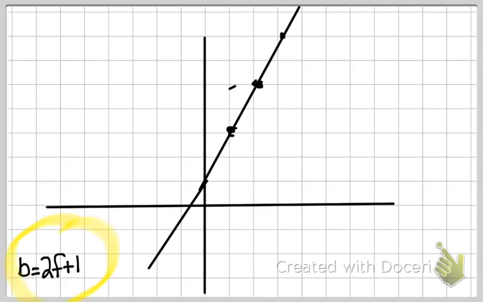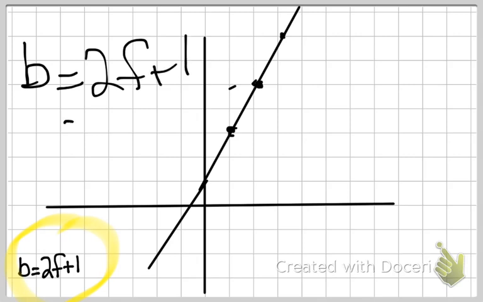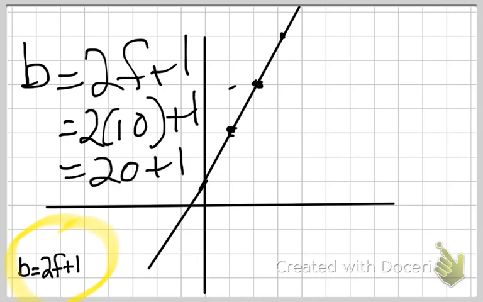And we can use that to solve problems, because if you ask me if there was 10 figures, then I can plug that into my equation. If there's 10 figures, then I would go b is equal to 2f plus 1. But now f is 10, so that's 2 times 10 plus 1. That's 20 plus 1. The number of blocks would be 21. So that fits it all together.